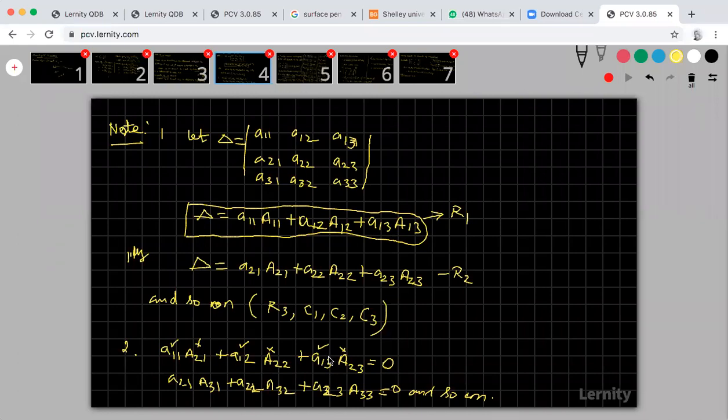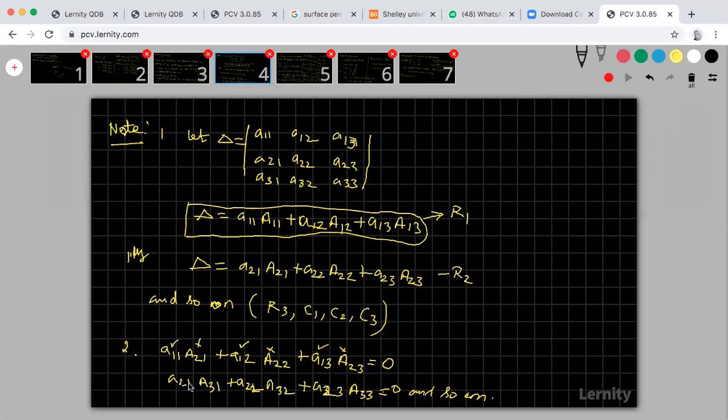If elements of a row or column are multiplied with the cofactors of any other row or any other column, the determinant value is automatically 0. I am considering the first row elements and multiplying by the second row cofactors. Your determinant value is automatically 0. This is also another important result.